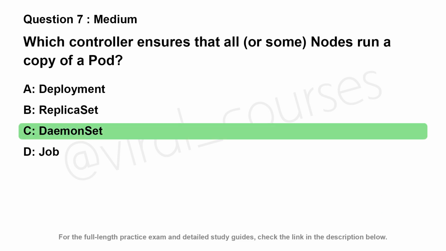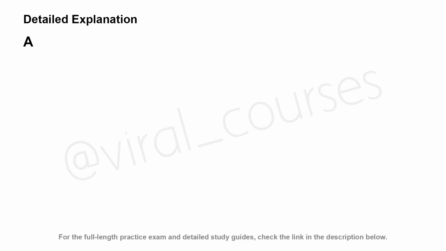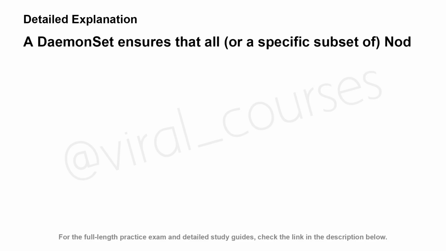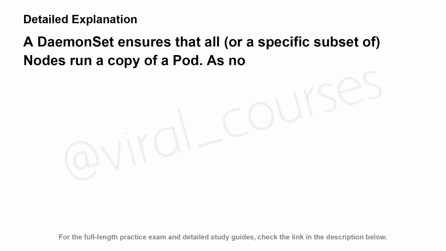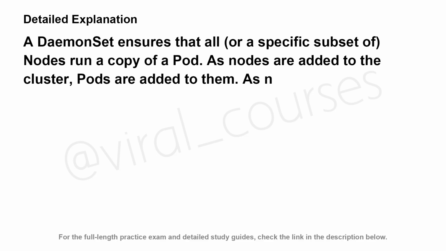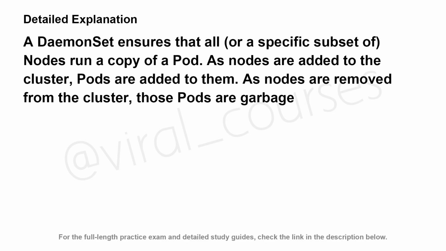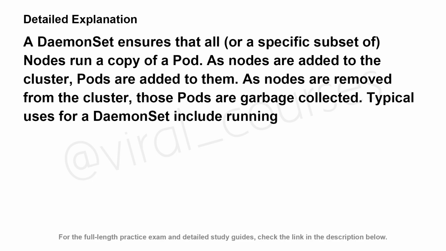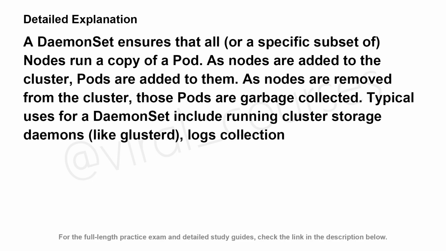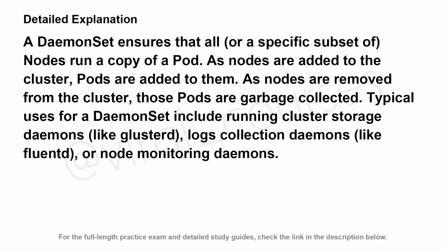The correct answer is C. A DaemonSet ensures that all, or a specific subset of, nodes run a copy of a pod. As nodes are added to the cluster, pods are added to them. As nodes are removed from the cluster, those pods are garbage collected. Typical uses for a DaemonSet include running cluster storage daemons, like Gluster, log collection daemons, like Fluentd, or node monitoring daemons.